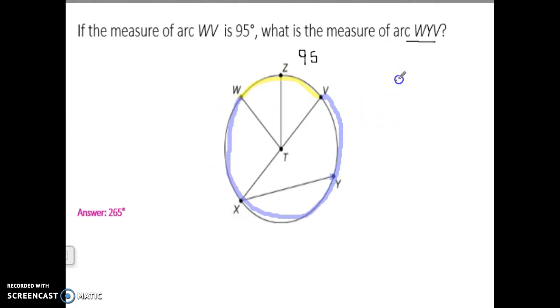And so we know the whole circle is 360 degrees. We know they've given us 95 degrees, so the remaining arc of the circle has to be 265 degrees.